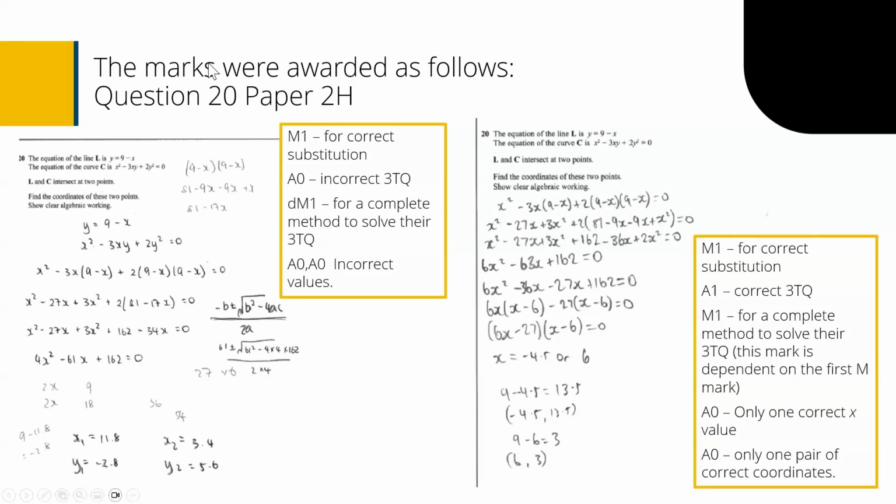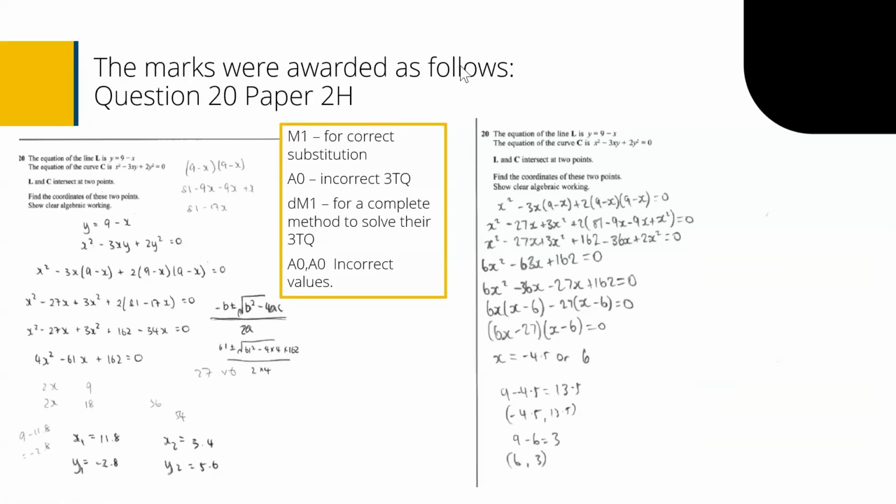So in this case, sorry, there we go. So we got 1 method mark for correct substitution, 0 for an incorrect trinomial, and we have a DM1 there for a complete method to solve the trinomial as well. But then we have incorrect values, so they lose the 2 accuracy marks there.